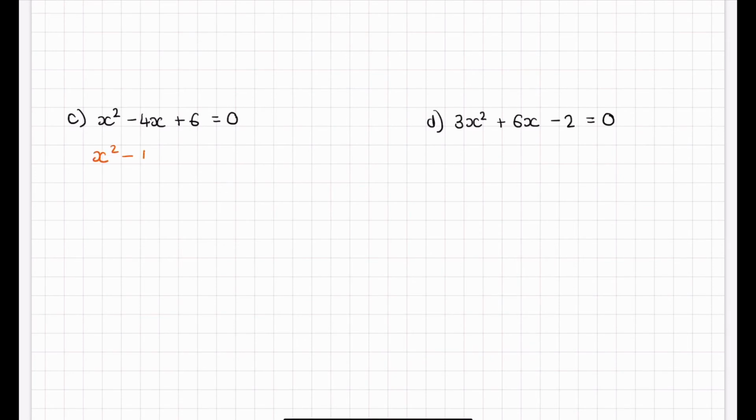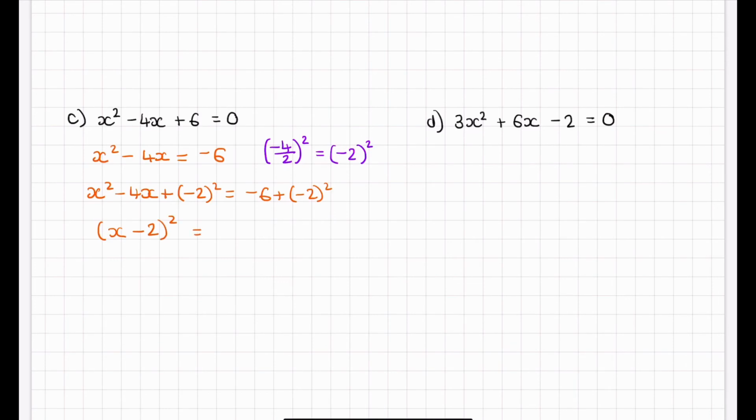So x squared minus 4x equals negative 6. We're going to half the b value, so that's negative 4 divided by 2 and square it, which will give us negative 2 squared. Add that to both sides of the equation. Create the perfect square, so we're going to have x minus 2 all squared equals minus 6 plus minus 2 squared, which will give us negative 2. So it's going to be minus 6 plus 4.